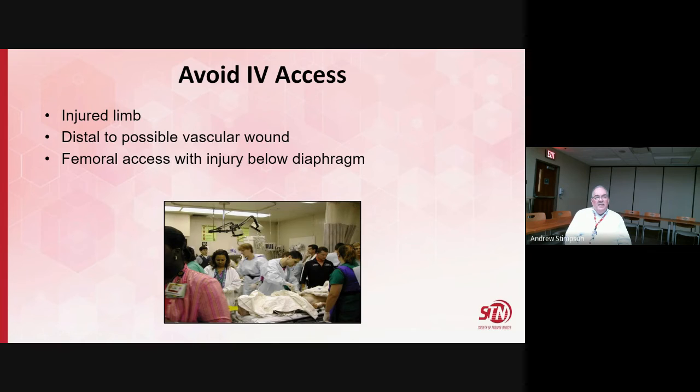Obviously, if a limb is mangled and ischemic, we want to avoid putting the IV there. If we think there's a vascular wound, we don't want to go distal to that. And again, we want to strongly consider not putting a femoral line in when the injury is below the diaphragm, for the reasons I just mentioned.